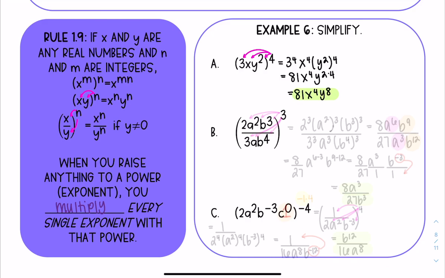Let's look at the second one. So there's a few different ways you can approach this problem. You could simplify the inside portion first and then distribute the 3 to all the pieces, or you can distribute the 3 to all the pieces first and then simplify. Either way should get you the correct answer. So I'm just going to distribute the 3 to each piece.